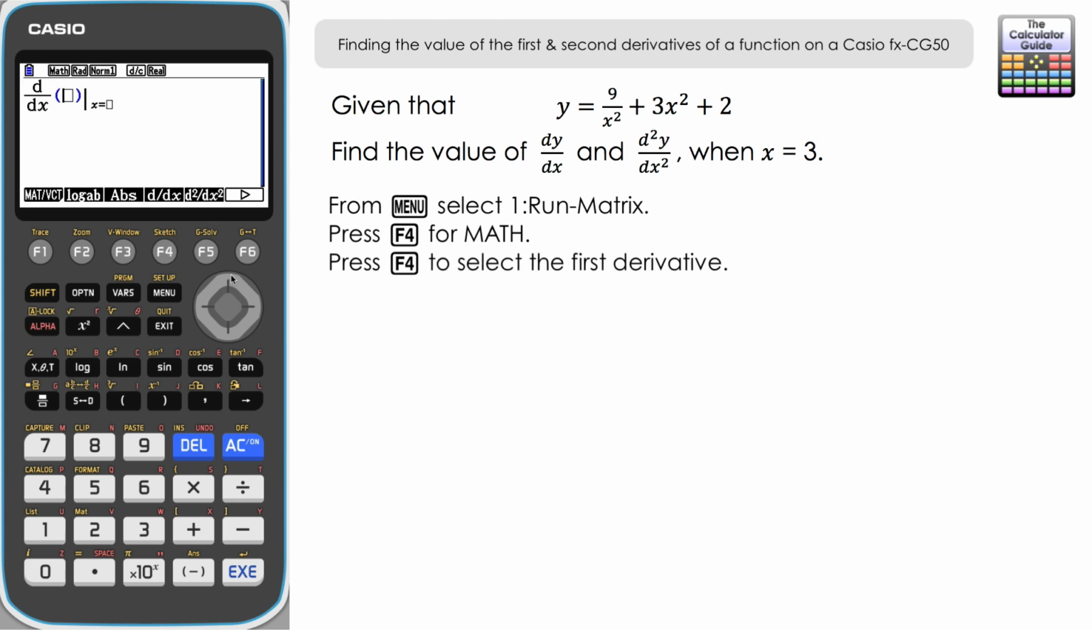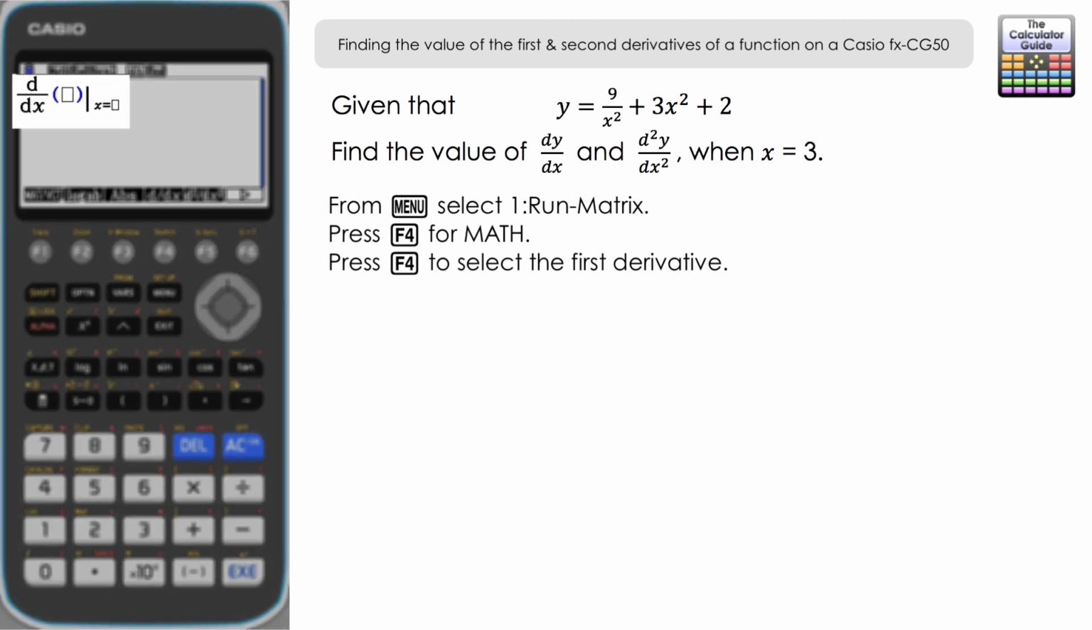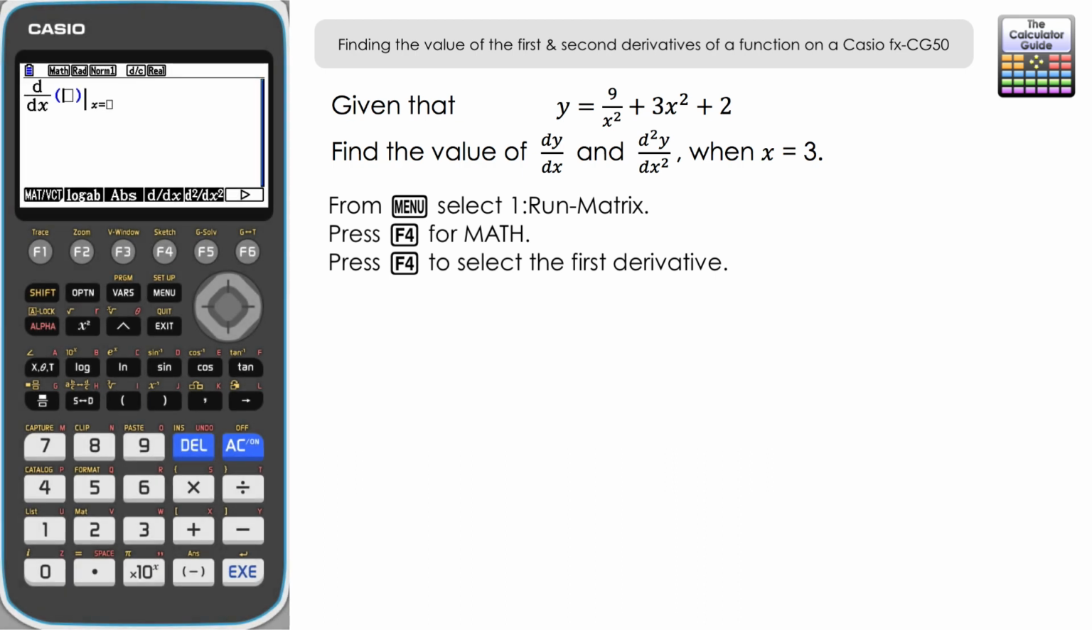If you press F4, you can see that's brought up d by dx, find the first derivative of, and then it's whatever function that you write inside the blue brackets or blue parentheses that you've got here. So first job is to carefully input our function. So 9 over x squared plus 3x squared plus 2.